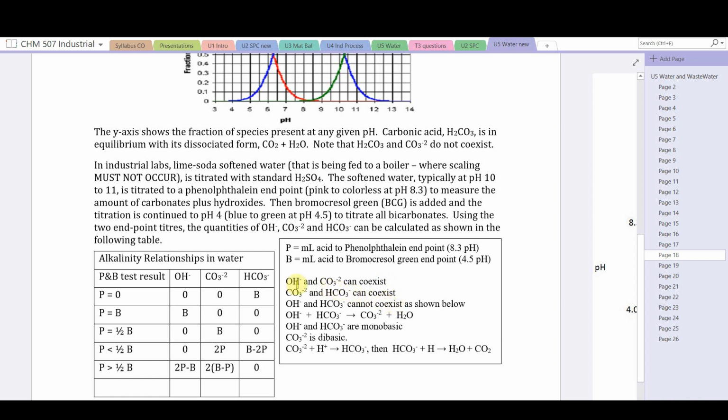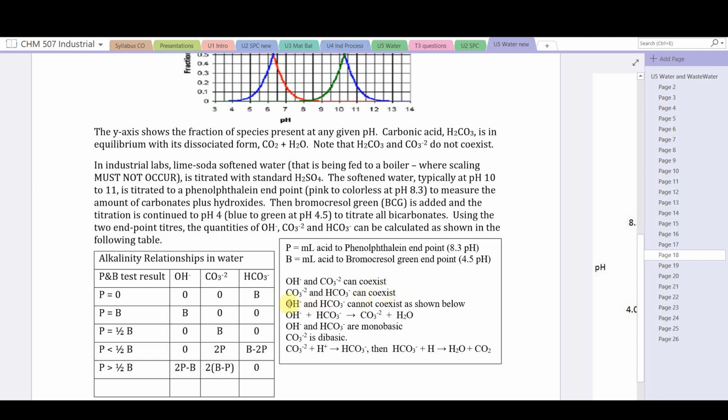First of all, hydroxide and carbonate, they're both bases. They can coexist. Hydroxide is a strong base. Carbonate is a moderately strong base. They can be together in solution. Carbonate and bicarbonate can coexist as well. Carbonate is a moderately strong base. Bicarbonate is a weak base. It's amphoteric. They can coexist, no problem. They don't react with each other.